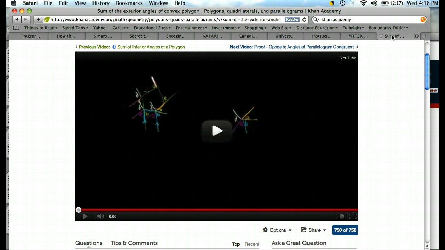So I'm going to start by just showing you his version of the sum of the exterior angles of a polygon, and then I'm going to give you what I think is a better way.